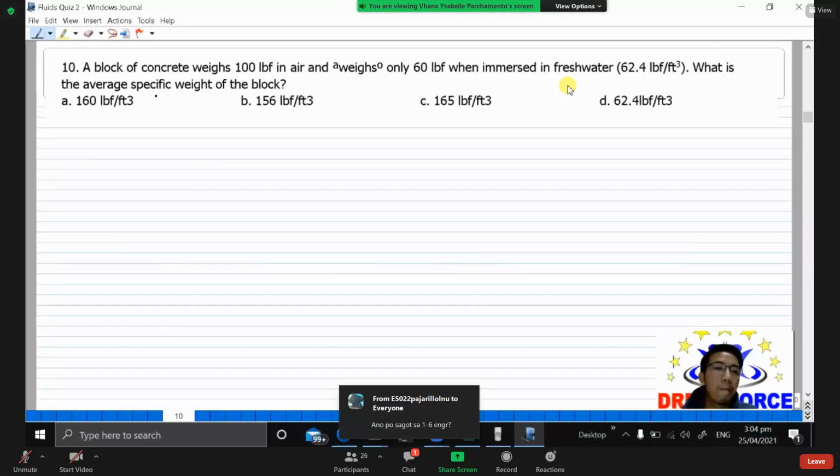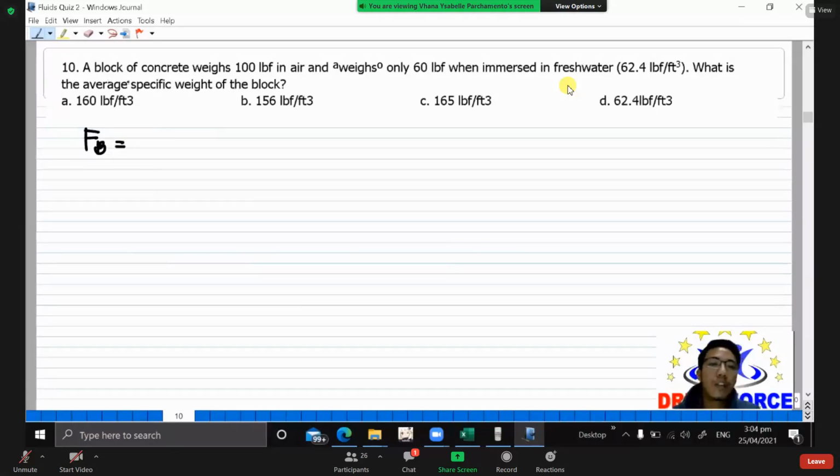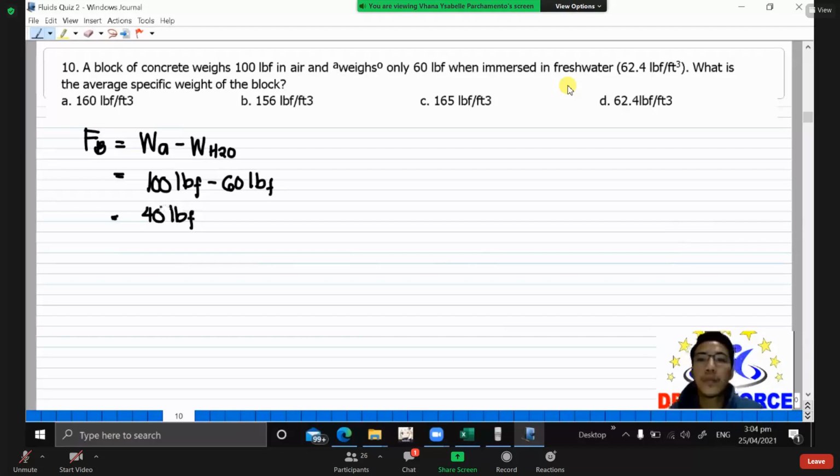Okay, how do we calculate yung specific weight ng block natin? Okay, so first, hanapin natin yung ating buoyant force. How do we calculate ulit yung buoyant force? Diba that is yung kanyang weight in air minus yung weight niya in water. That is simply 100-pound force minus 60-pound force. Take note, naka-pound force ito. So we have 40-pound force.